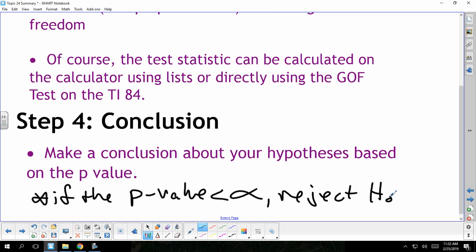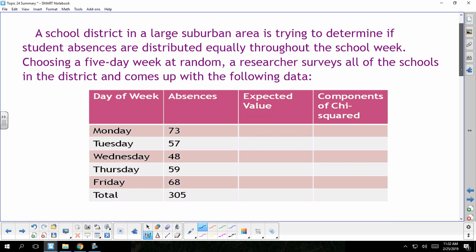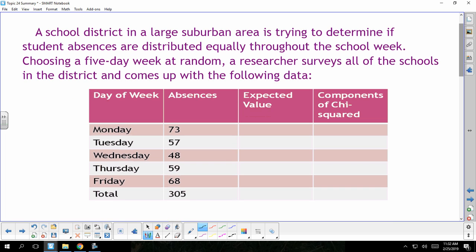All right, let's try an example. A school district in a large suburban area is trying to determine if student absences are distributed equally throughout the school week. Choosing a 5-day week at random, a researcher surveys all the schools in the district and comes up with the following data.